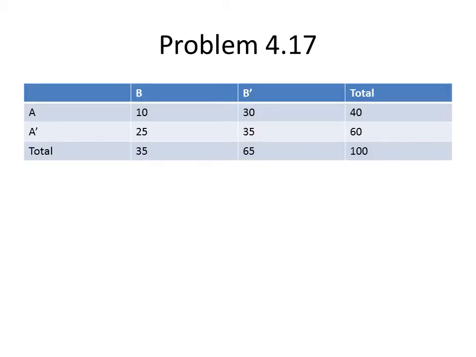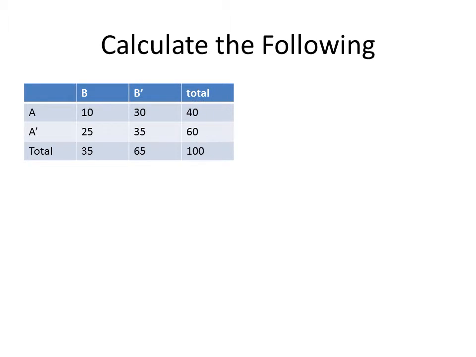Alright, here's your problem 4.17. Notice I added an extra row and an extra column. I added an extra row down here to total all the columns, and I added an extra column here to total up all the rows. So 40, of course, is 10 plus 30, and so on. Okay, now what I've done is I kind of squished the table up into the corner here so we can talk about it. Now, what's our first question?